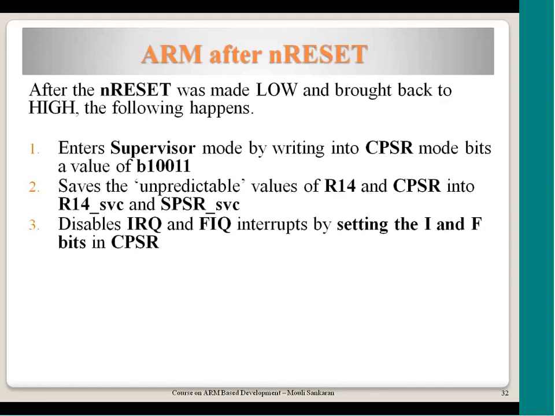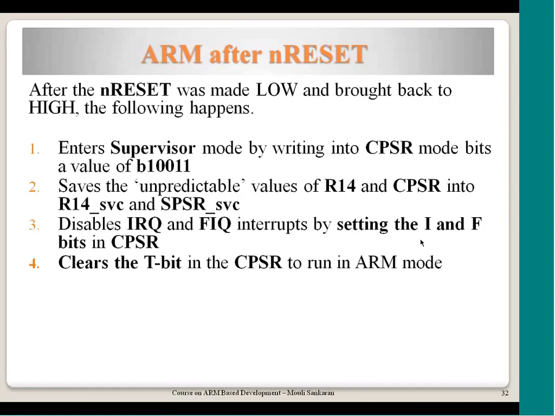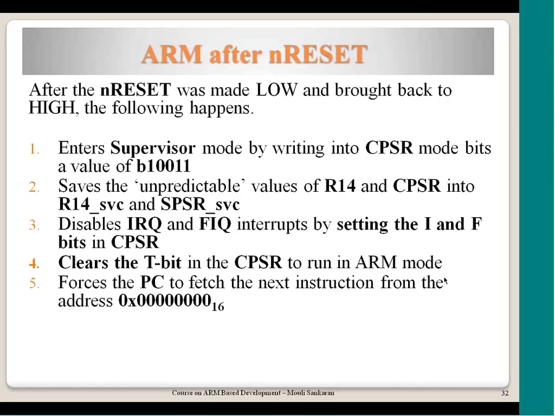Actually this must be PC to R14, and then it disables IRQ. It saves the current PC value to R14 and the CPSR value to SPSR, and it disables the interrupt. So on power on, on reset it makes sure that no interrupts are enabled, and then it clears the T bit. That means it is going to start in ARM mode, not in Thumb mode, and then the PC is loaded with a new value. So actually this has to be corrected as PC. So the current PC, wherever it is, is moved into this.